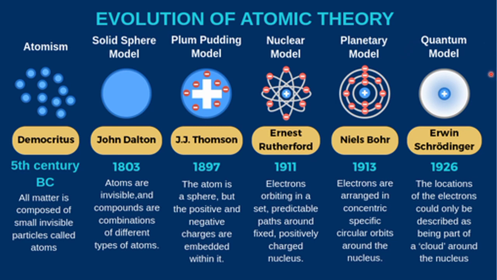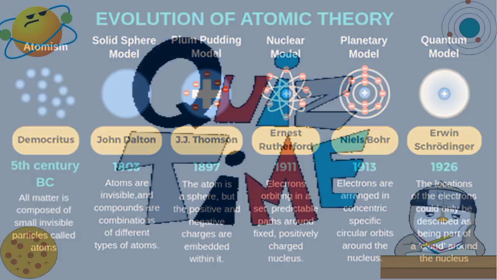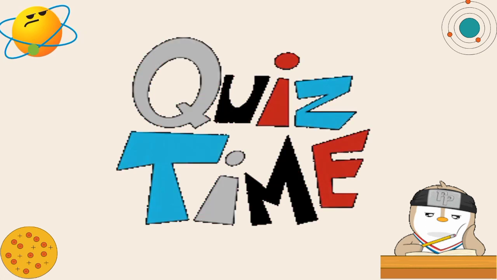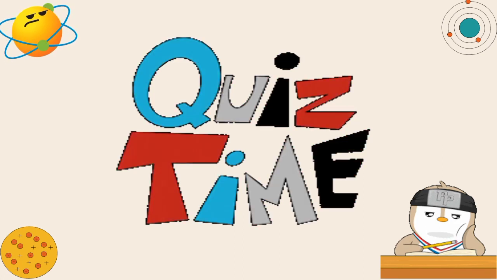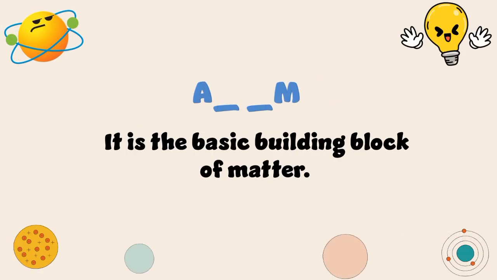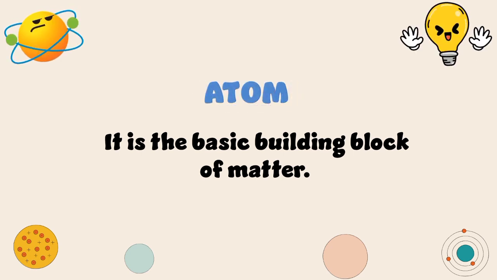So it's time to test your knowledge about the history of the atom. All you have to do is prepare your pencil and paper. For the first one, identify the missing word. It is the basic building block of matter. Very good, it's atom. He proposed the plum pudding model. Very good, it is J.J. Thomson.